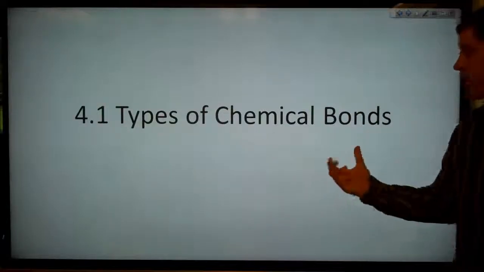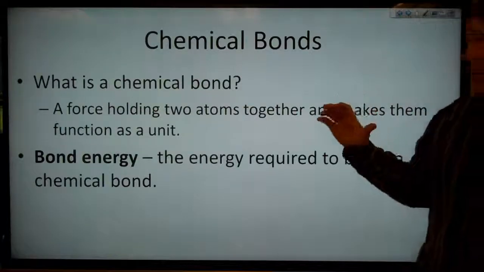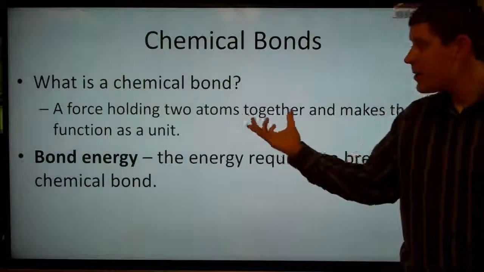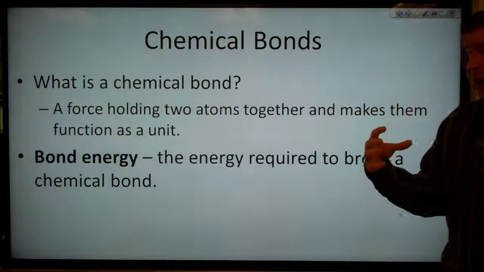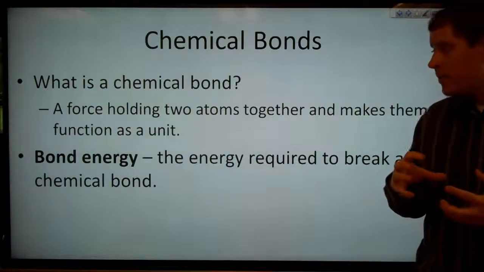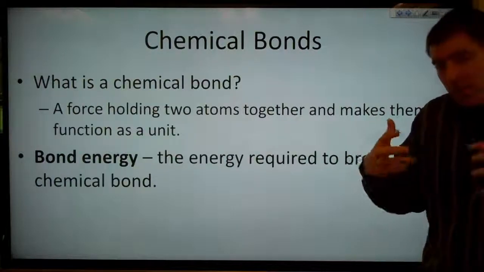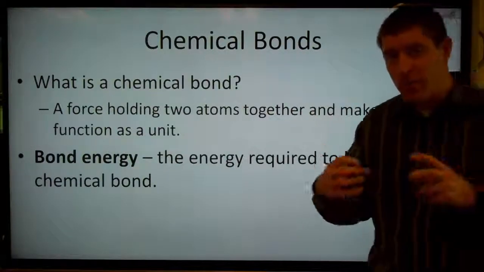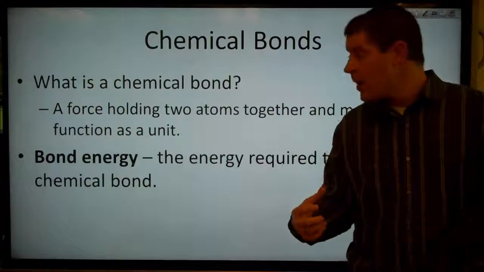Welcome to Types of Chemical Bonds. So, what is a chemical bond? A chemical bond is a force holding two atoms together that makes them function as a unit. But it's not a physical thing, right? It's just this force pulling them together.